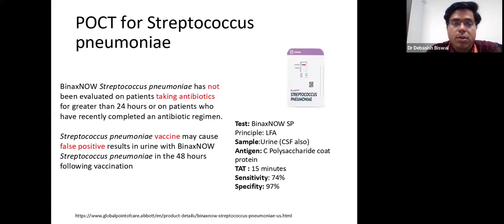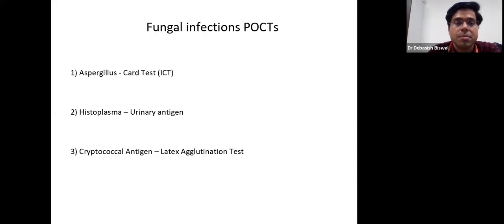Then coming to Streptococcus pneumoniae, again it is available from Binax Now. The principle is a lateral flow assay from the urine sample. We can also use it for CSF because it also causes meningitis. The antigen used is the C polysaccharide coat protein. It gives a result within 15 minutes. Sensitivity is a bit low, around 74%, and it has a higher specificity of around 97%.